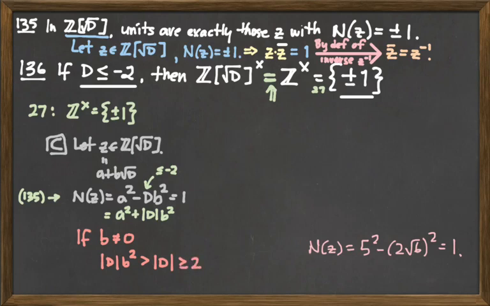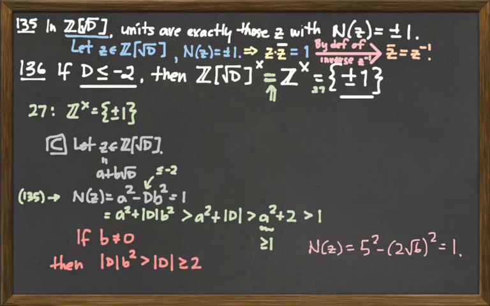So the norm that we're going to get, a squared plus the absolute value of d b squared, is going to be greater than a squared plus the absolute value of d, which is going to be greater than or equal to a squared plus 2. But since that's supposed to equal 1, that's a contradiction, since a squared is greater than or equal to 0, so a squared plus 2 will always be greater than 1, and it will never equal 1. So we have a contradiction.